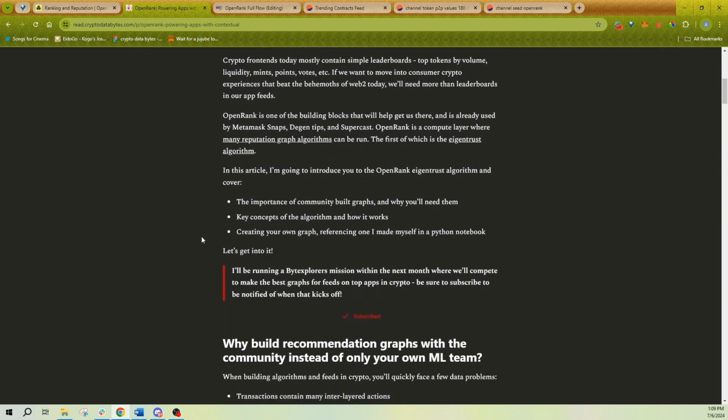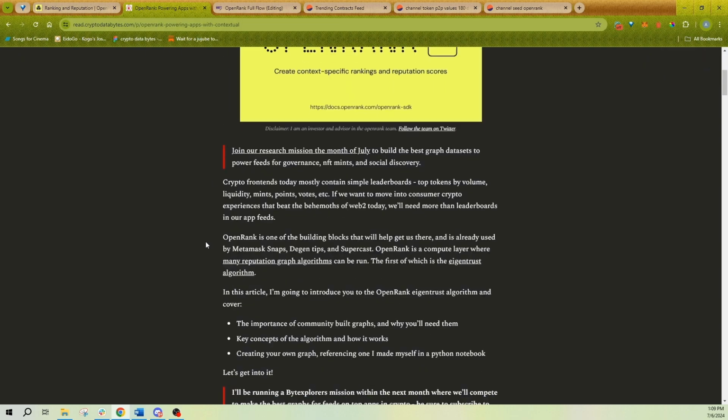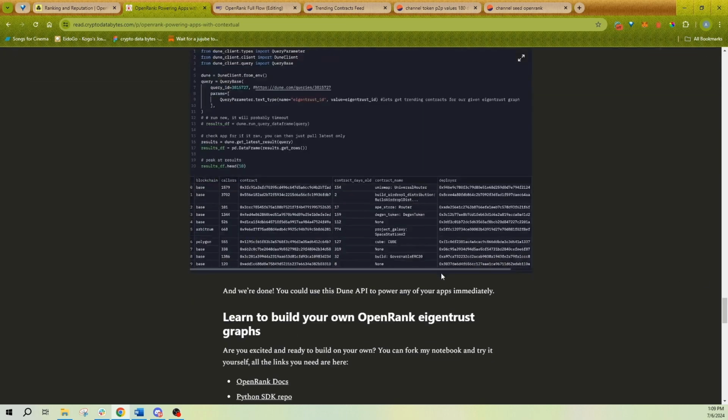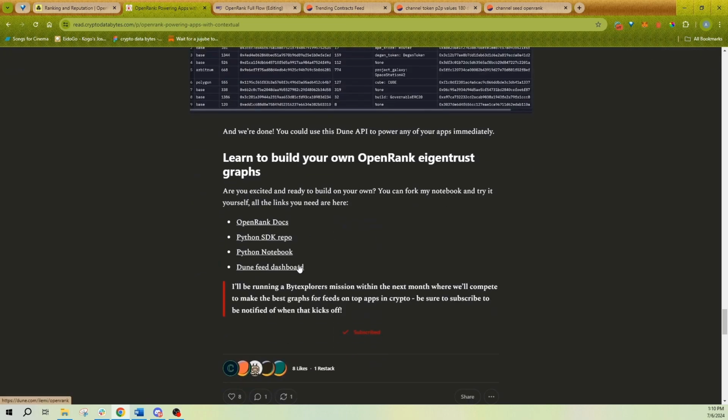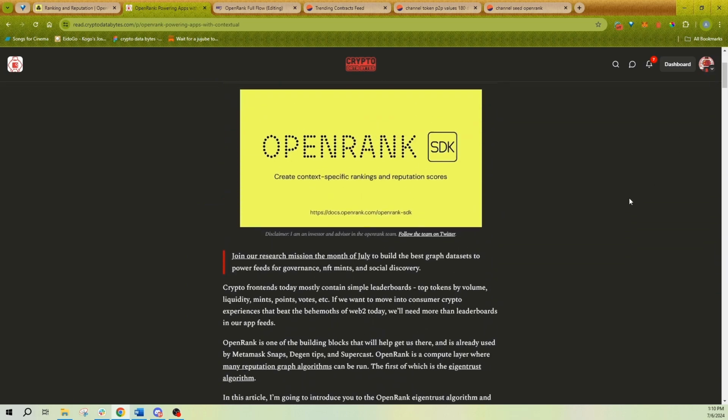Cool. So before I get into it, this guide is on my Crypto Data Bytes blog, and there are a few resources that I've linked at the end of the guide. If you just want to skip to reading about this yourself, you can read the documentation, take a look at the official OpenRank SDK, take a look at the notebook, and take a look at the dashboard I've created for the output feed, if you prefer to go through things yourself. Let's walk through things step by step.